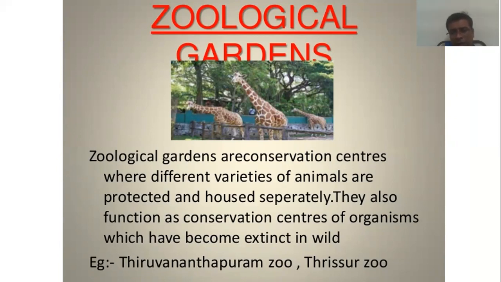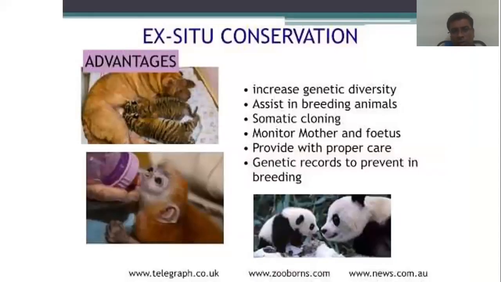But in zoological gardens, we are supplying the food material, and they are protected in a separate cage, in the right environment. We are giving protection from killing, and we are providing the food material. That is how we can protect wild animals in zoological parks, and that is also there in Thiruvananthapuram. These are the major advantages of ex situ conservation.